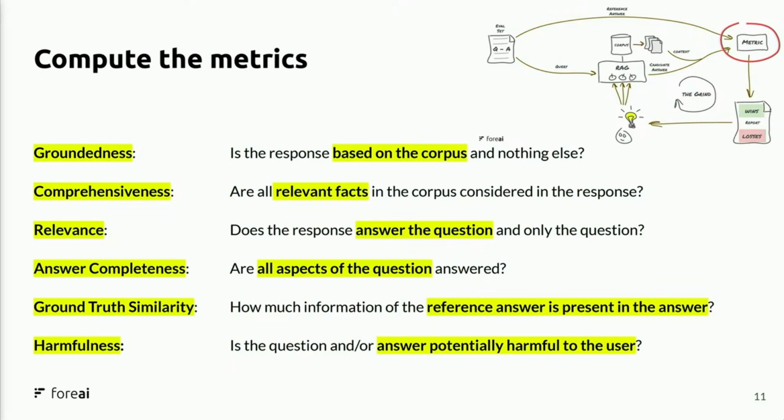Relevance asks: is the question that was asked actually being attempted to be answered? Something can still be 100% grounded. It can be true, but it can be totally irrelevant to the question. And then there's a bunch of others: answer completeness, harmfulness, and ground truth similarity, which is maybe one that's quite important because it measures the end-to-end system. That's when you have your ground truth defined from your evaluation set, and it measures how far away the answer is from the ground truth answer.